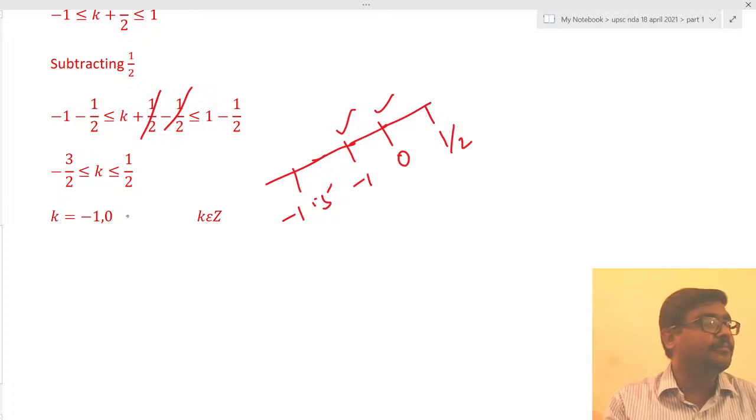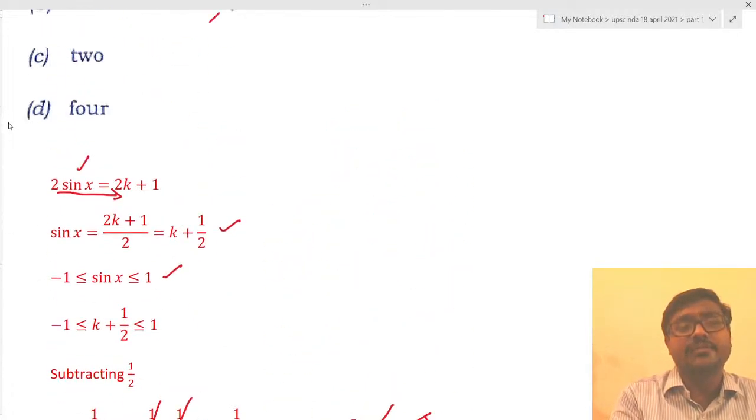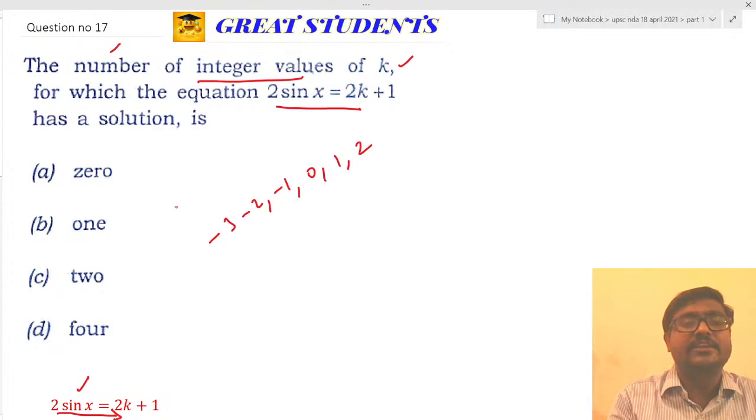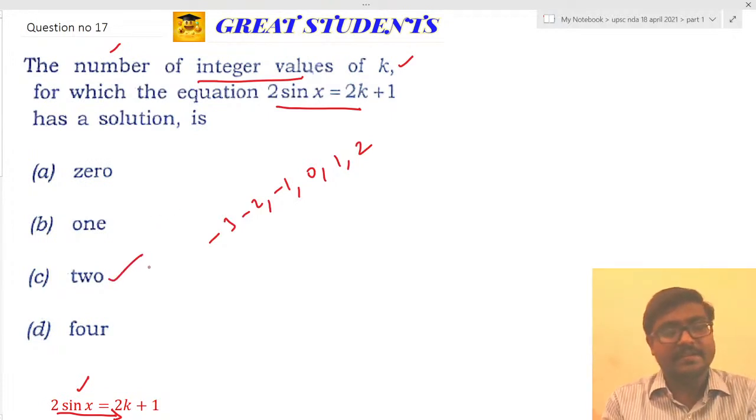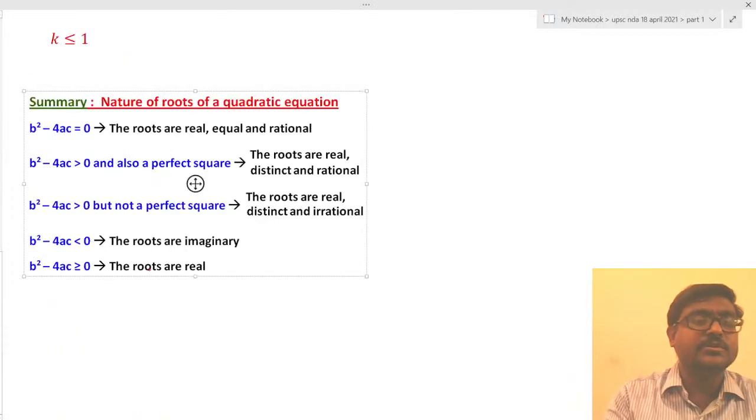So that, what will happen? So only two roots we are having. Two values of k satisfy, so that this given equation has a solution. So option C is the answer. Okay, right answer. Next we will move on to the next question.